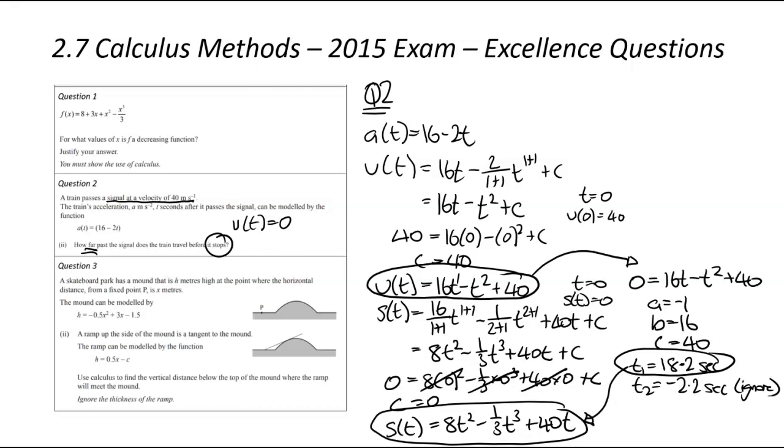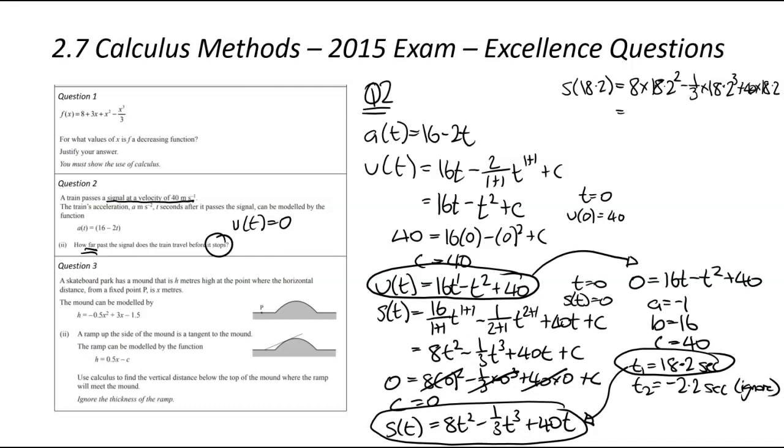So just above, I've gotten rid of the diagram. We're trying to find out the displacement at 18.2 seconds. So we're going to go 8 times 18.2 squared minus 1/3 times 18.2 cubed plus 40 times 18.2. We can simplify this, but don't waste time in the exam.